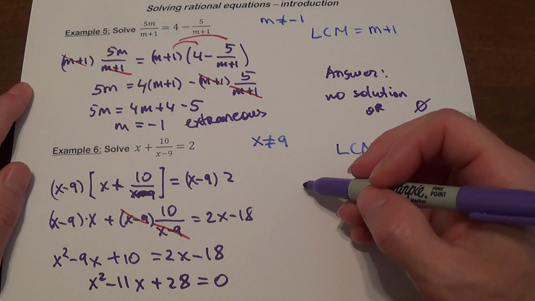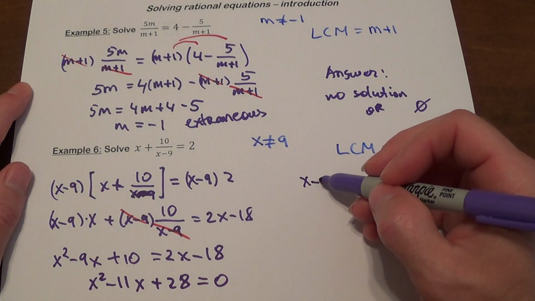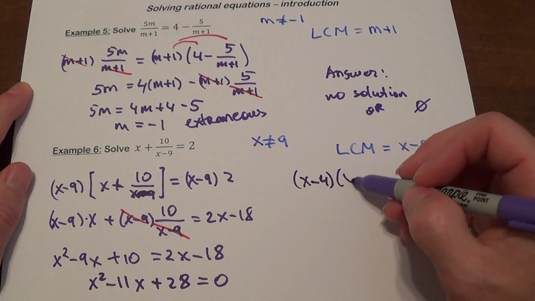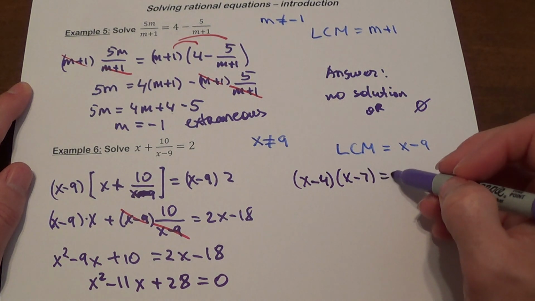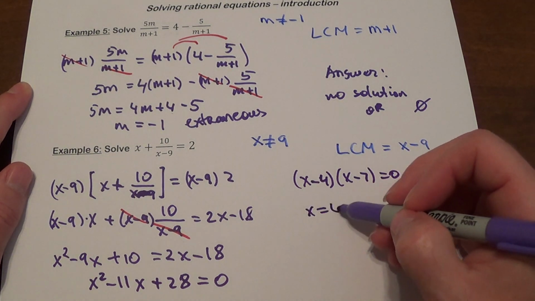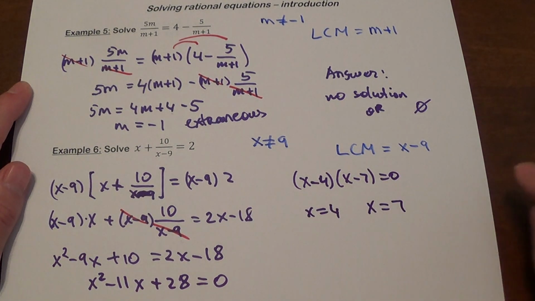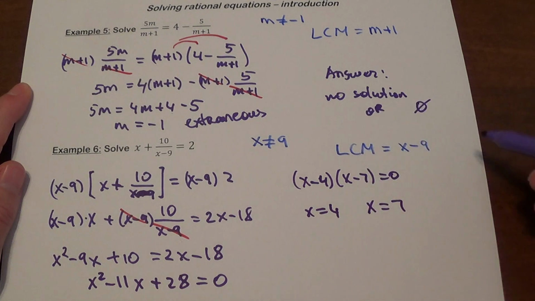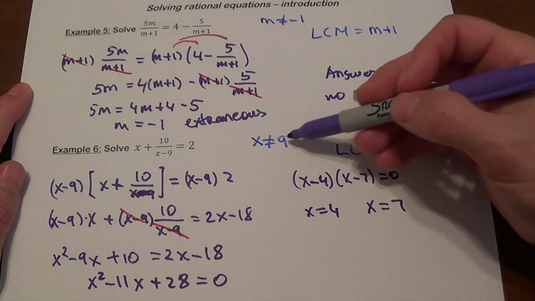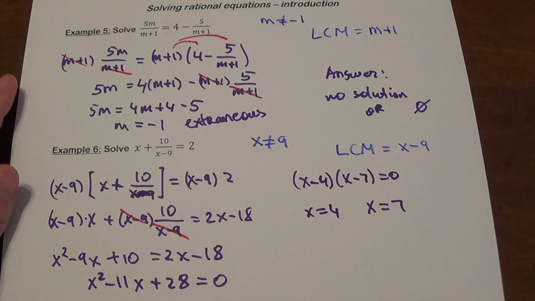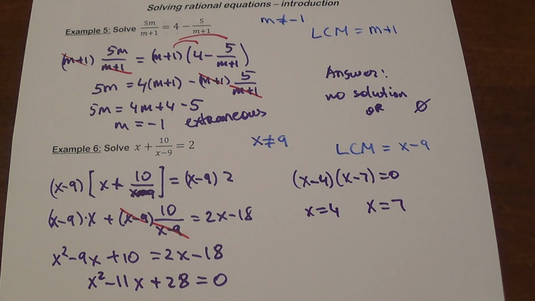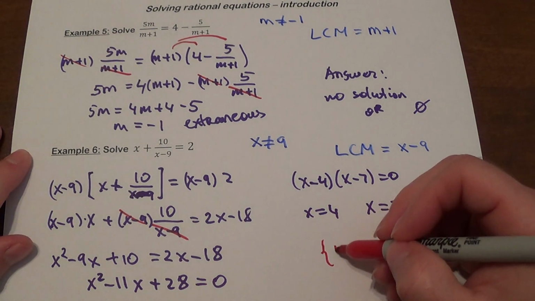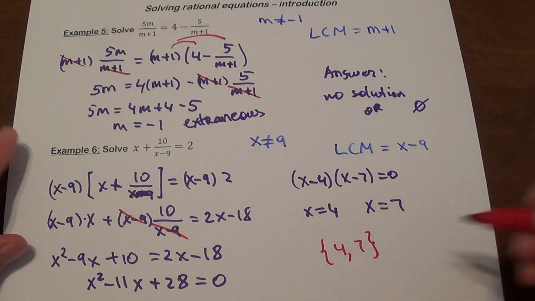I'm going to continue here. So it's going to be x minus 4 times x minus 7 equals 0. That gives us 4, and that gives us 7. These values are not going to be any of our excluded values, because the only excluded value is 9. So we're good with that. And we are going to write our solution here with both numbers, 4 and 7.